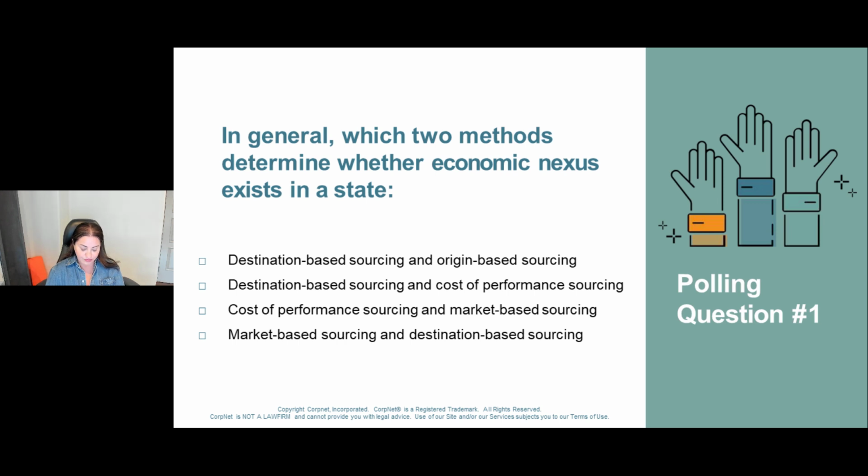Our first question is: in general, which two methods determine whether economic nexus exists in a state? The options are destination-based sourcing and origin-based sourcing; destination-based sourcing and cost of performance sourcing; or market-based sourcing and destination-based sourcing. So pick the one you think is correct, and then click the submit button. If you have any trouble answering the question online, you can post your answer in the ask a question box and we'll record it at that point.